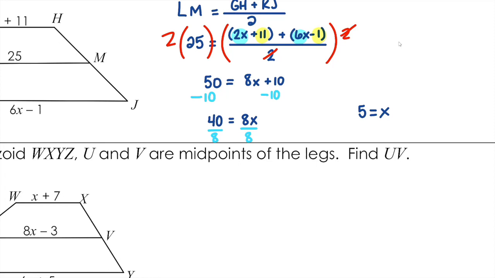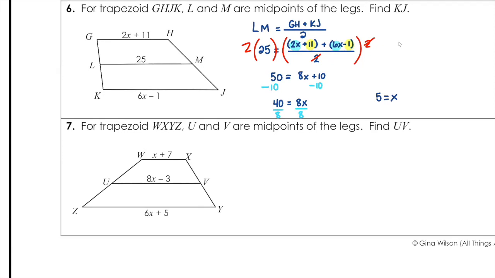But they want the measure of KJ, so we're just going to take that 5 and substitute it. So we got 6 times 5 minus 1. 30 minus 1. So the length of KJ is 29. Hooray!